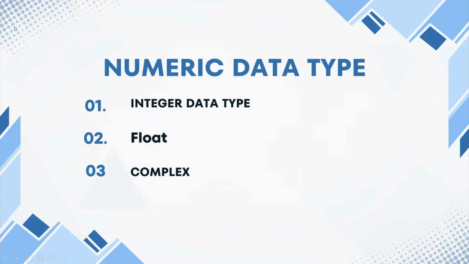Numerical data type has three parts. First one is the integer data type, meaning the whole number. Next is float, meaning numbers with decimals. Then complex, meaning a plus bi, like that.